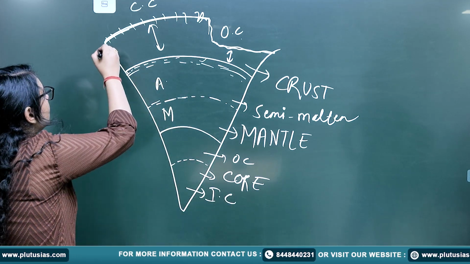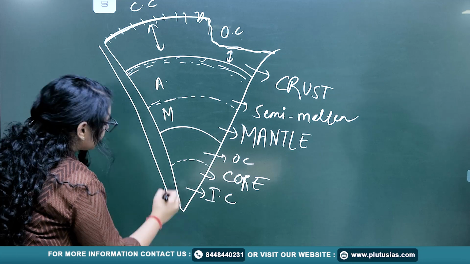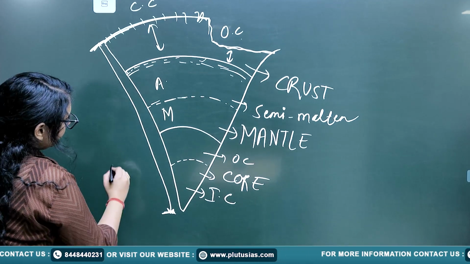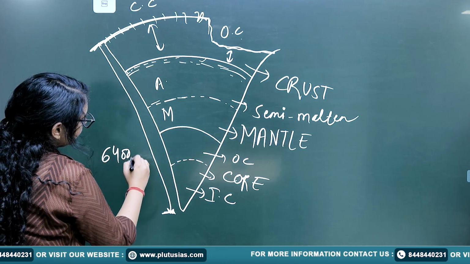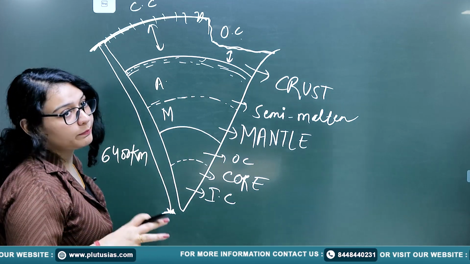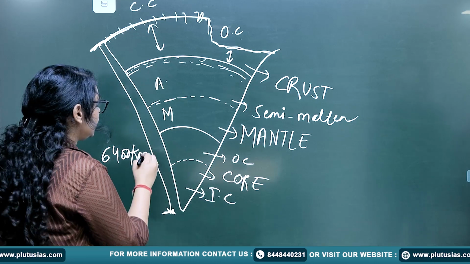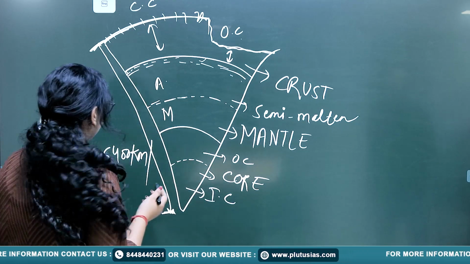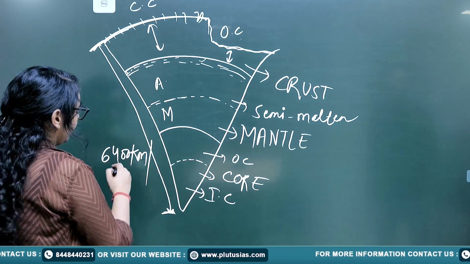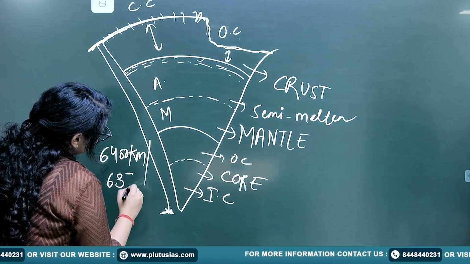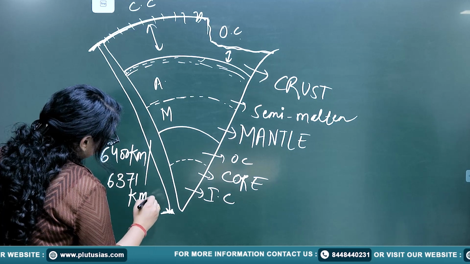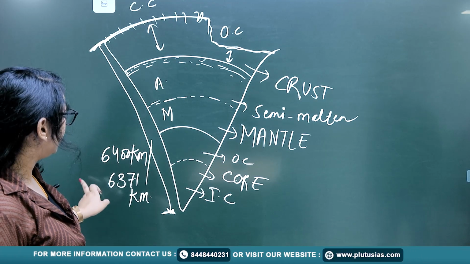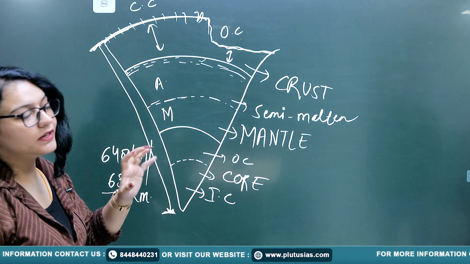If you have to measure the length from this part, from this continental crust to core, then it will be 6400 kilometers. But if you go into a precise section, like if you are sitting for state PCS exams or RAS exam, then they will ask you some very precise figure, then it will be 6371 kilometers. You will find 6400 kilometers as well, and you will find 6371 kilometers as well in books.